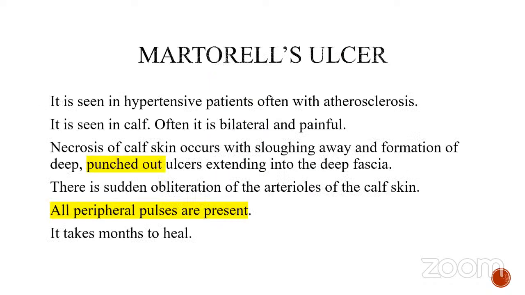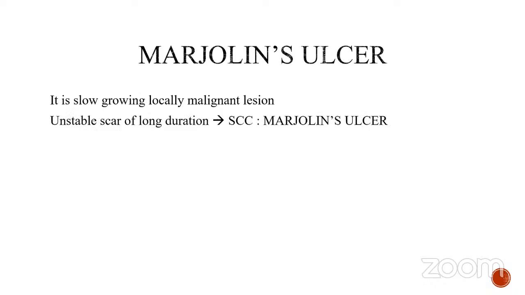Next, a similar name. This was Martorell's ulcer, and next is Marjolin ulcer. So Marjolin ulcer, as I discussed earlier, it grows from a locally malignant lesion. So unstable scar of long duration can lead to squamous cell carcinoma, that is Marjolin ulcer. So Marjolin ulcer usually originates from a scar of long duration.